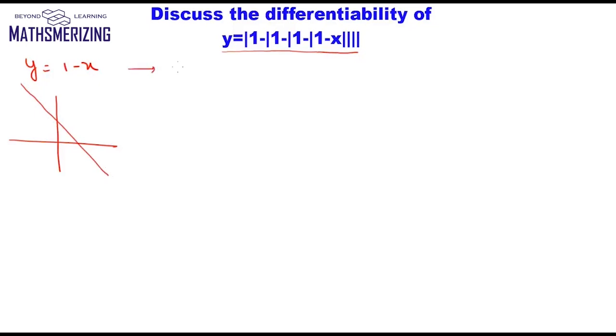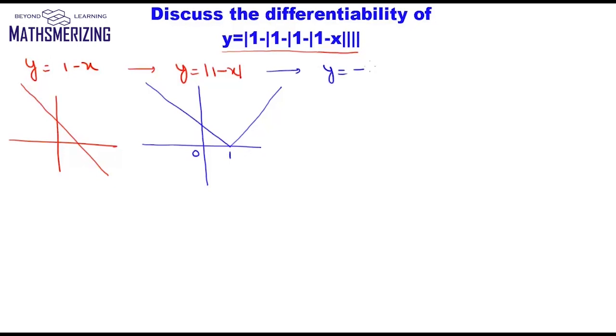Now I'll take the transformation of y equals mod f(x), so mod of 1 minus x. The transformation of mod f(x) is mirror on the x-axis, take the reflection of down on up, and then erase the graph from the third and fourth quadrant. Now I'll take the transformation of y equals minus mod of 1 minus x. So the transformation of minus f(x) is to rotate the graph 180 degrees about the x-axis.